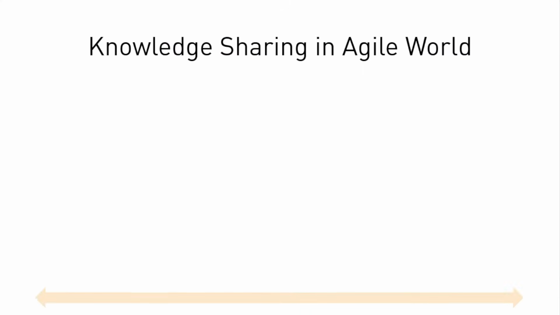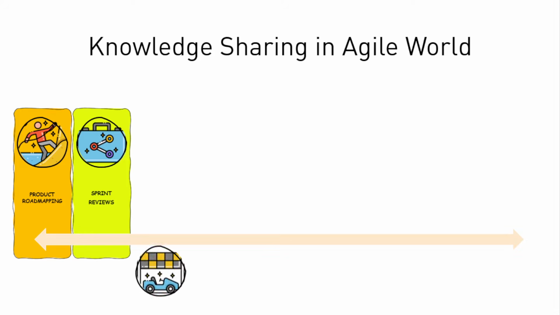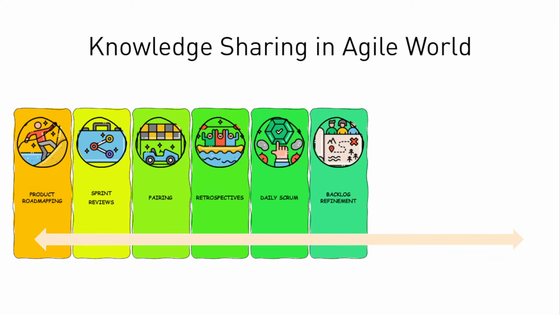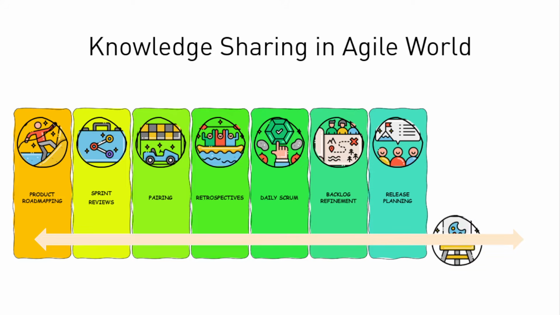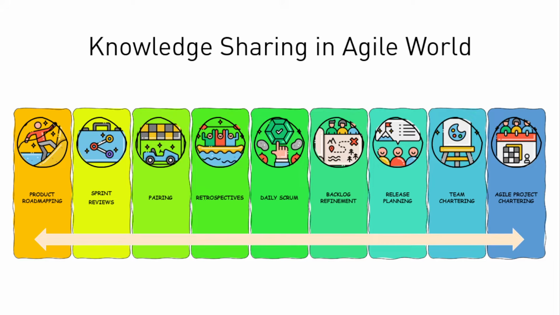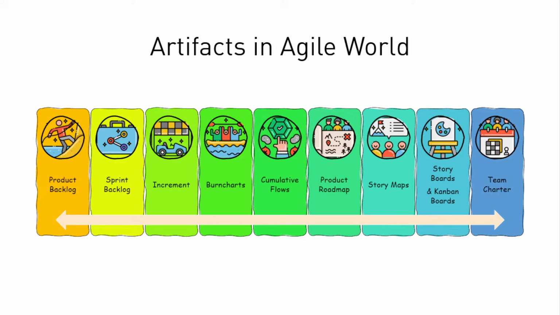Now, when we talk about knowledge sharing in the world of Agile, we have different avenues to share knowledge. Road mapping, sprint reviews, pairing, retrospectives, a daily scrum, backlog refinement, release planning, team chartering, and Agile project chartering. Those are all places we could share knowledge. But don't forget, the artifacts are also places where knowledge resides. So we have artifacts in the world of Agile, the backlogs, the increment, the burn charts, cumulative flows, product roadmaps, story maps, all these things you're seeing on the screen.